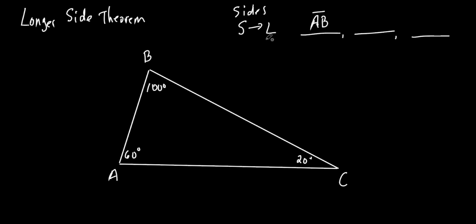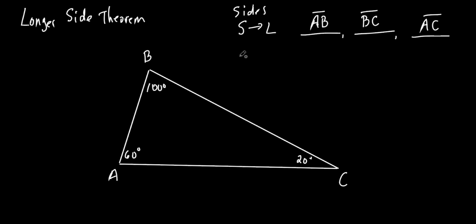Let's jump to the largest one. Forget the middle one. Let's jump to the largest one. It's AC because look, 100 degrees is the biggest angle. So you look opposite the biggest angle and it's AC. So AC would be the largest. So obviously, which one's the middle one? BC. Line segment BC. Notice, I put the little symbol things over top of it. Okay, they're line segments. They're sides of a triangle.